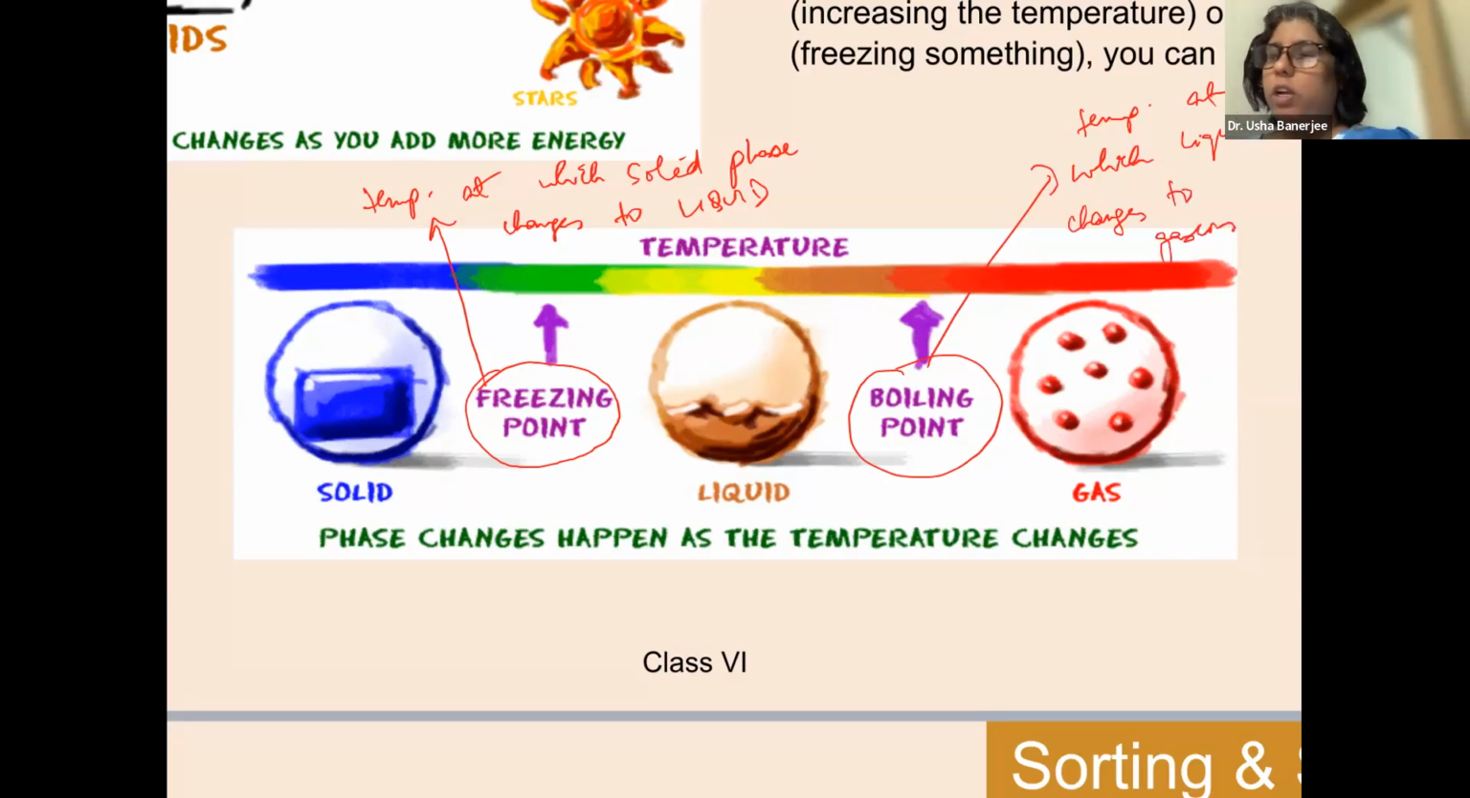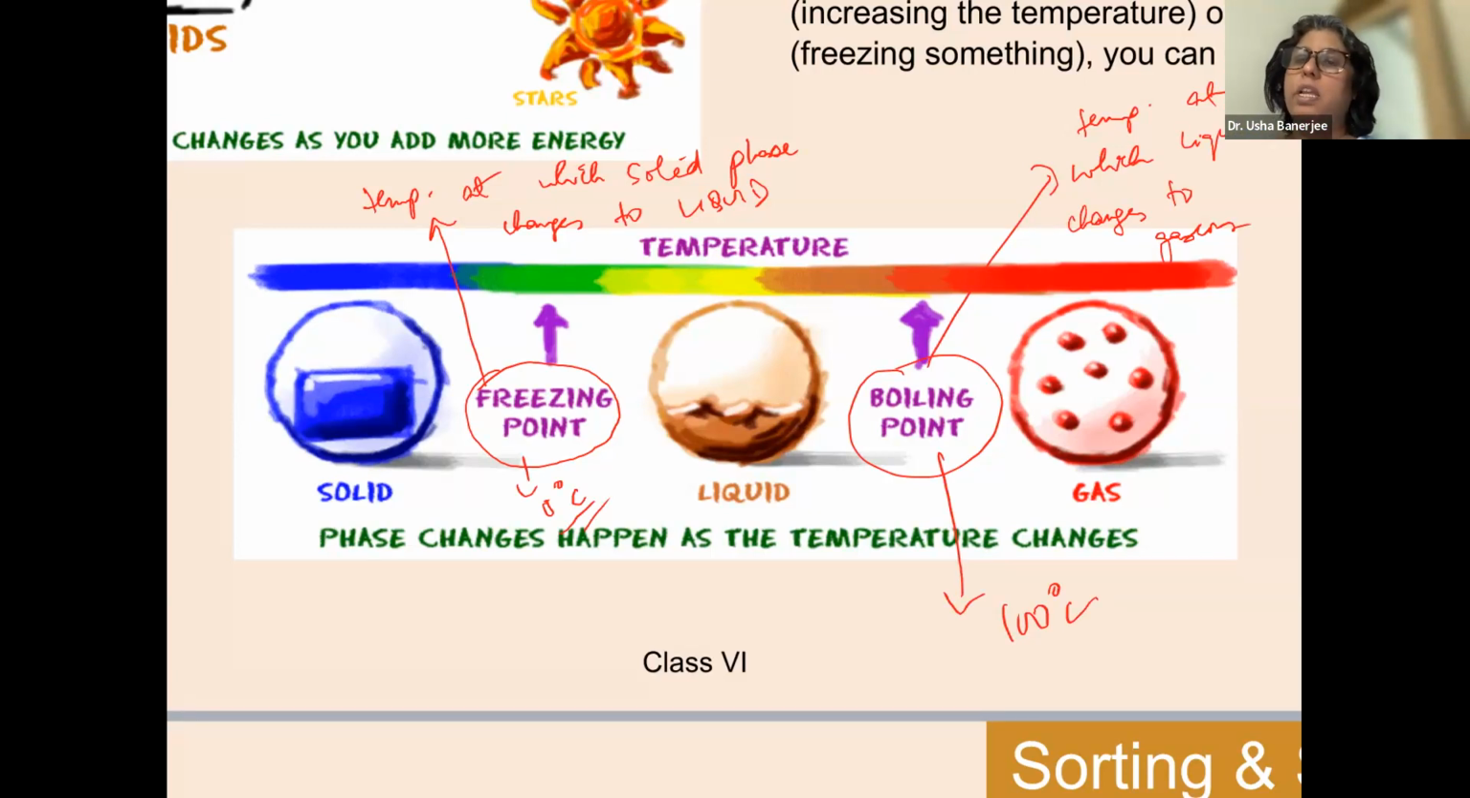So what is the boiling point of water? The boiling point of water is 100 degrees centigrade, and the freezing point of water is 0 degrees centigrade. When you keep water in your freezer, in your fridge, what you are actually doing is trying to lower the temperature. If you keep a glass of water outside, can you ever get ice? Impossible. Why?